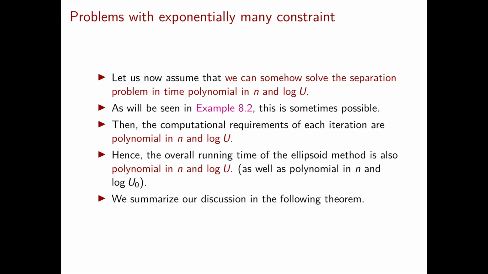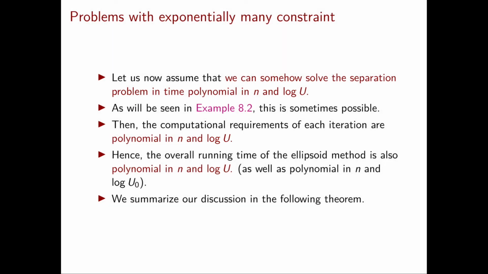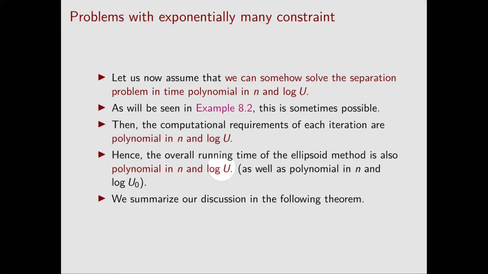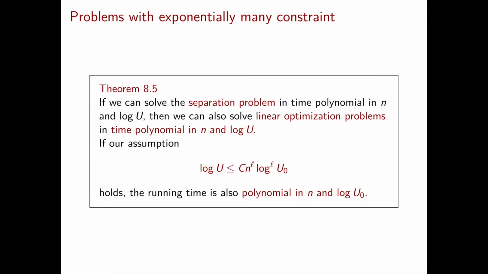If this happens, then the number of operations performed in each iteration of the ellipsoid method is polynomial in n and in log u. Since we have already seen that the number of iterations is also polynomial in n and log u, we obtain that the total running time of the ellipsoid method is polynomial in n and log u, and therefore polynomial in n and log u0. We obtain the following key theorem.